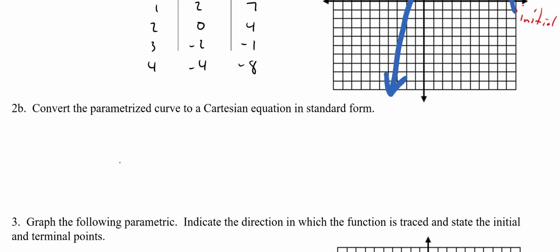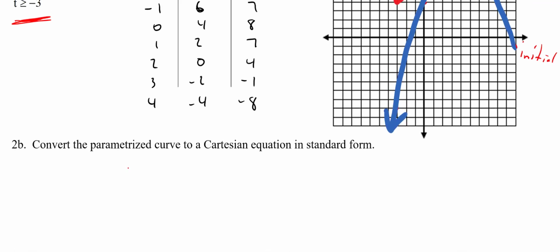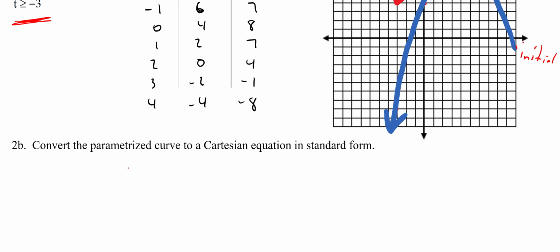Convert the parameterized curve to a Cartesian equation standard form. So basically a parameterized curve is in terms of t, and I want to convert it into something that's just x and y. So that's important. A Cartesian equation is just in terms of x and y, and parameterized is x, y, and t. It's all three of those. I wanted to convert it just to two.